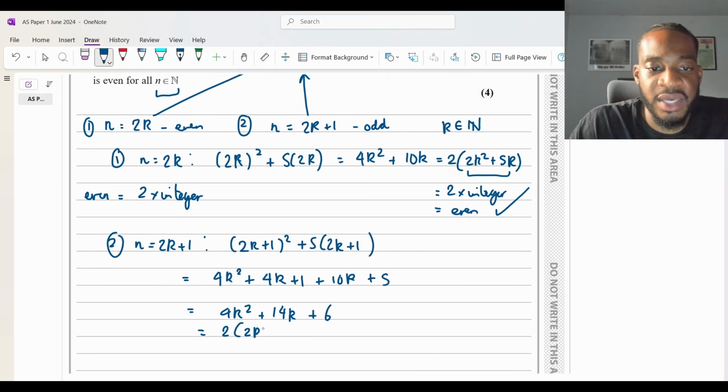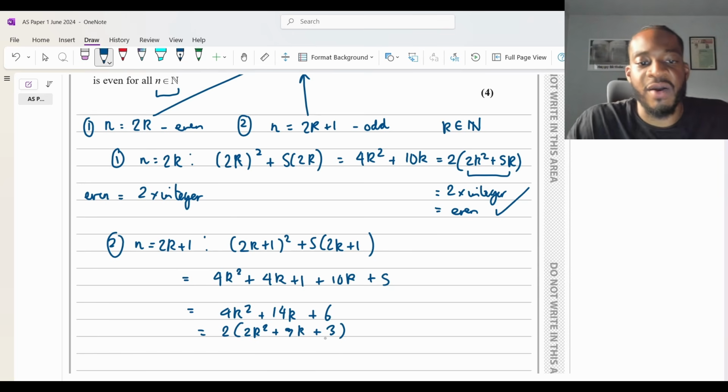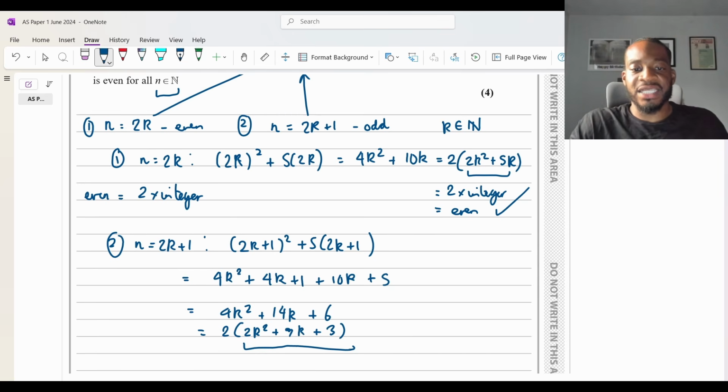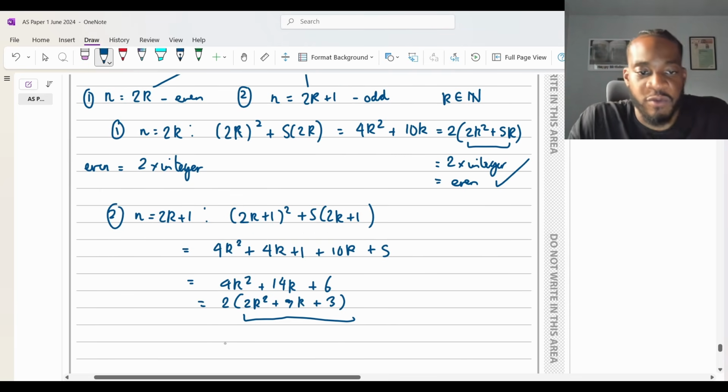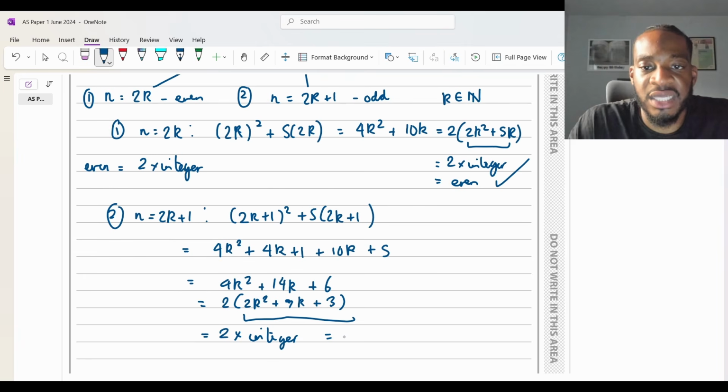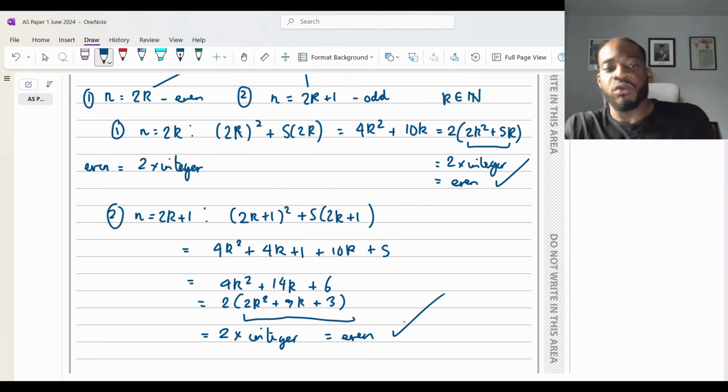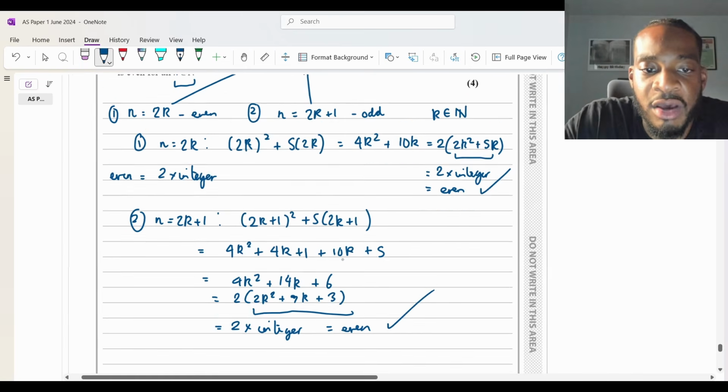It'll be 2k squared plus 7k, and then plus 3. Now, as I said before, remember, k is an integer, a natural number. If I plug anything into there, that bracket will be an integer. Doesn't matter what k is. So therefore, we can say for absolute certainty that this is the same as 2 times an integer, which is an even number. So therefore, case number 2 has been proven.